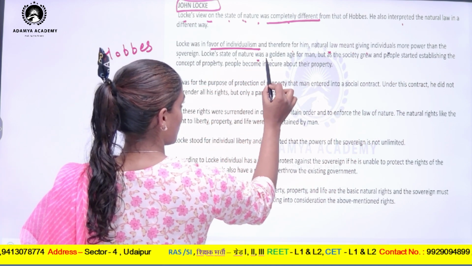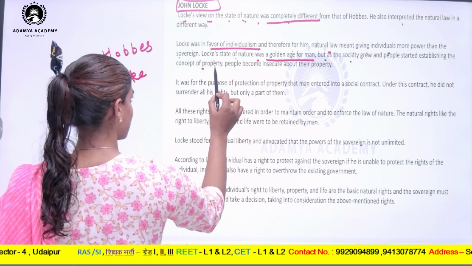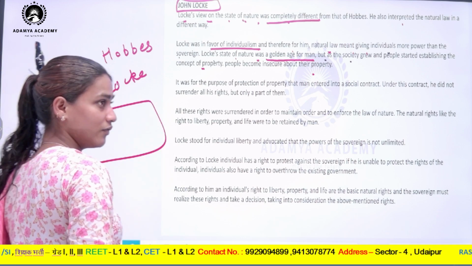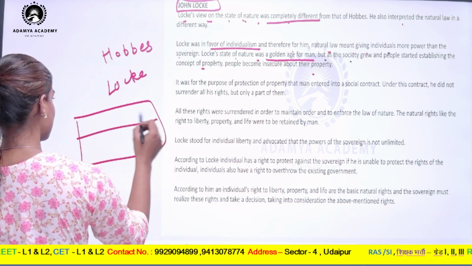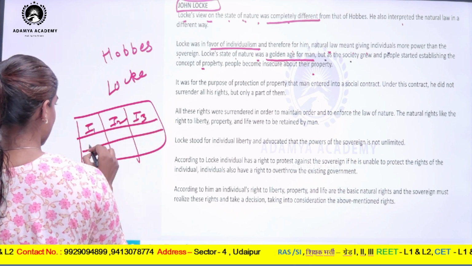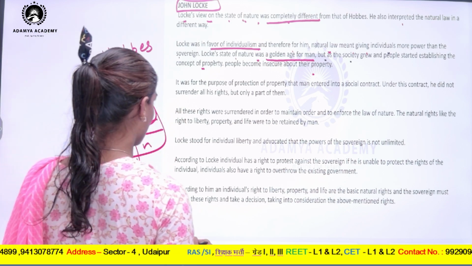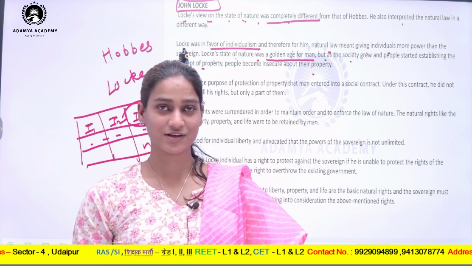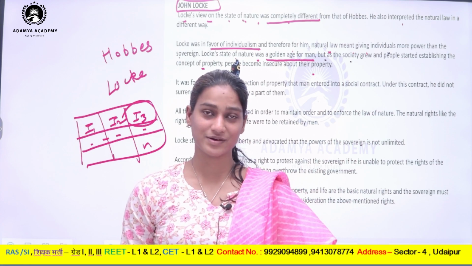Locke's state of nature was a golden age for men. But as the society grew and people started establishing the concept of property, people became insecure about their property. So Locke focused on the unequal distribution of property which used to happen at that time. So consider these are the plots of different individuals. Let us consider there are many individuals named as follows, and they have the property which is shown in this block. So when there was a golden age of men, men didn't used to quarrel with each other and they were happy with what they had. They did not have any greed to get hold of what another person is having.